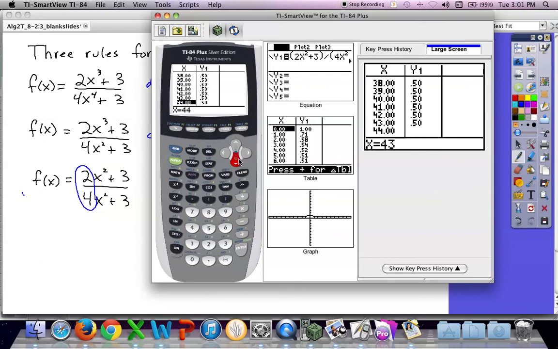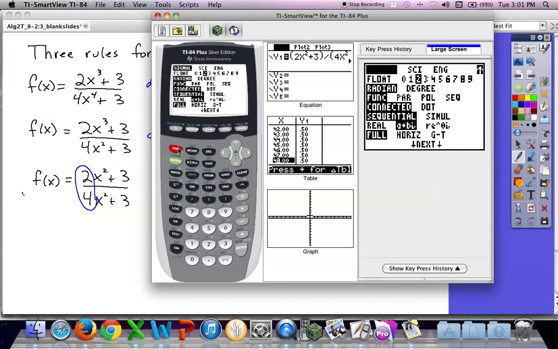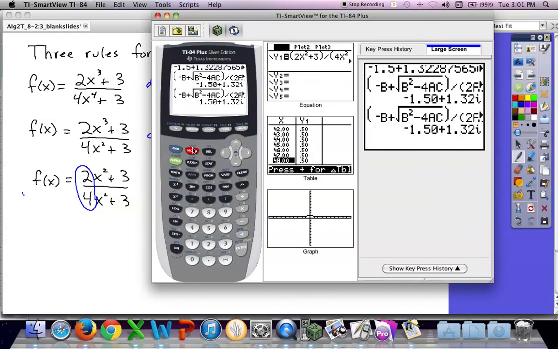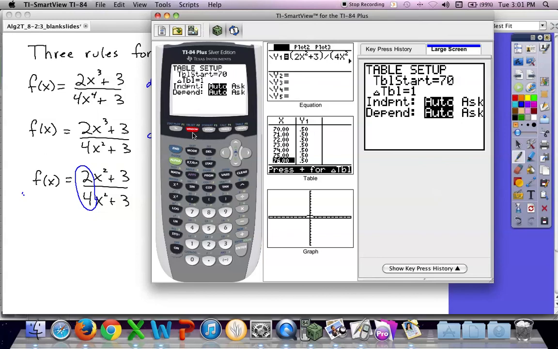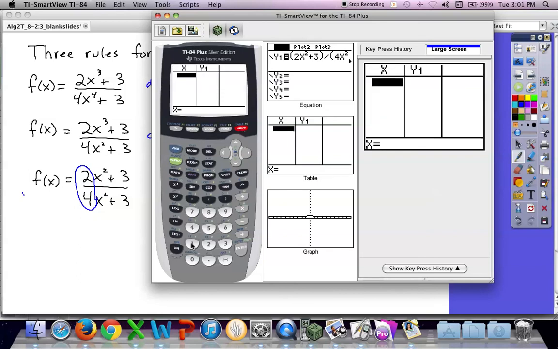Or you could just go into second table set, and let's put it on independent: ask. And then you go to the table and just put in some big number. You know, put in 1,000. 0.5. There you go. y equals 0.5 must be it. That must be the end behavior.